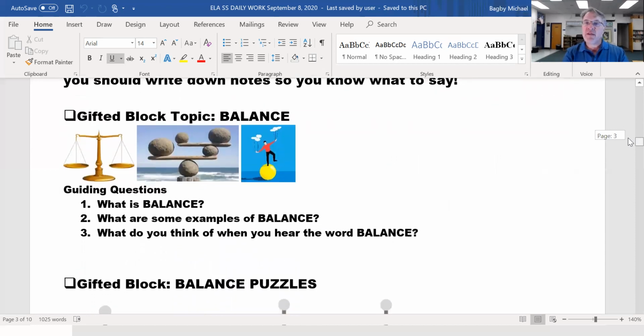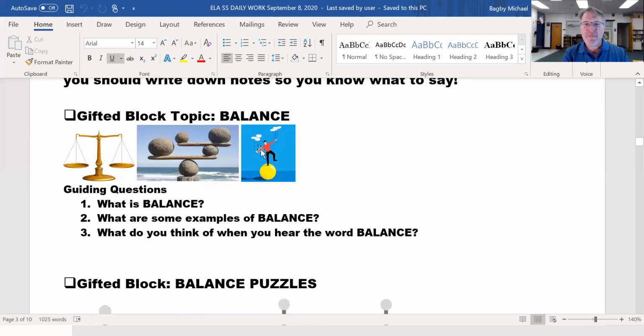The first 2 weeks, we're getting to know you. Not that we know you completely, but that little gifted unit is done now, and we are off to the next big idea, which is balance. What does balance mean? What is balance? I've got a scale there and then a really good stacking of rocks. I don't know if you've ever seen people do this, but it's pretty amazing.